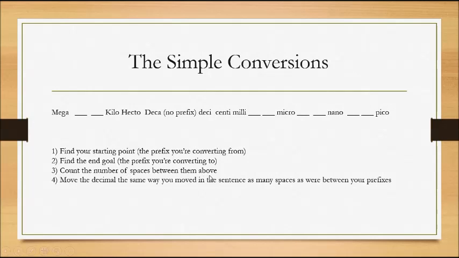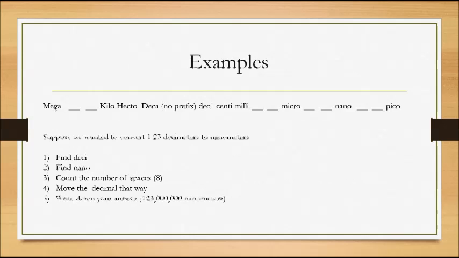Count the number of spaces between them in this little sentence, or whatever you want to call this up here above. Then you're going to move the decimal point the same way that you moved in the sentence, and as many spaces as there were between your prefixes. The rest of this is going to be a couple of examples, so let's move into those.